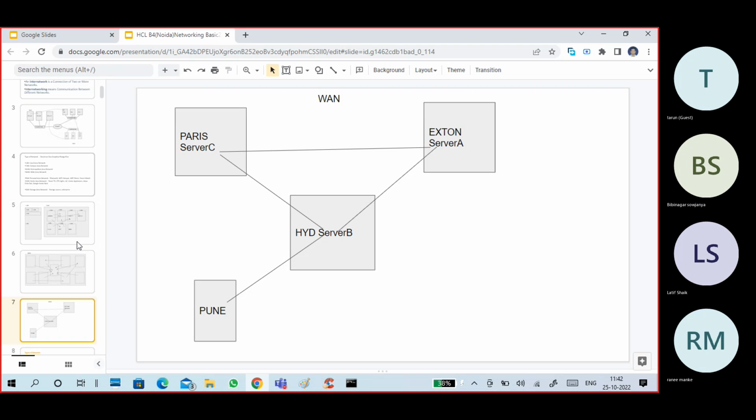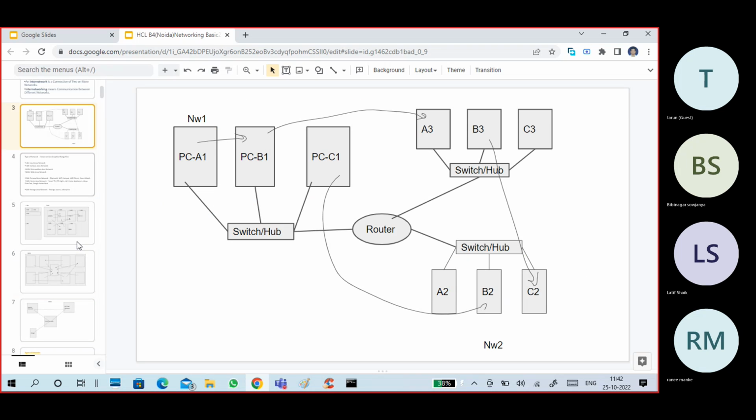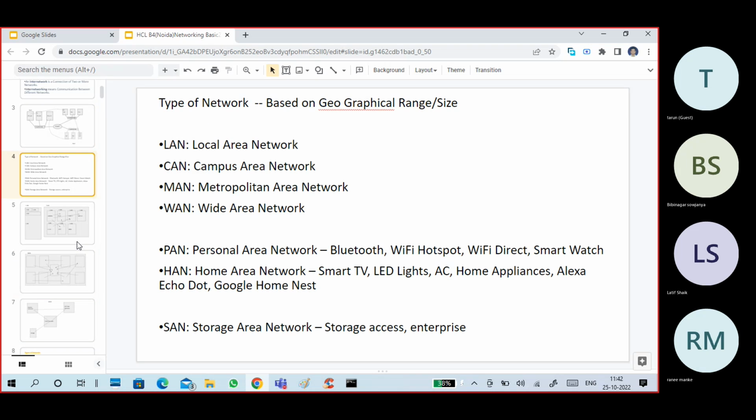We are connecting different geographical locations using a global network. So that is WAN connectivity. It means WAN is a global network. That is a wide area network. No limitation, so a complete global network. Networks of networks.